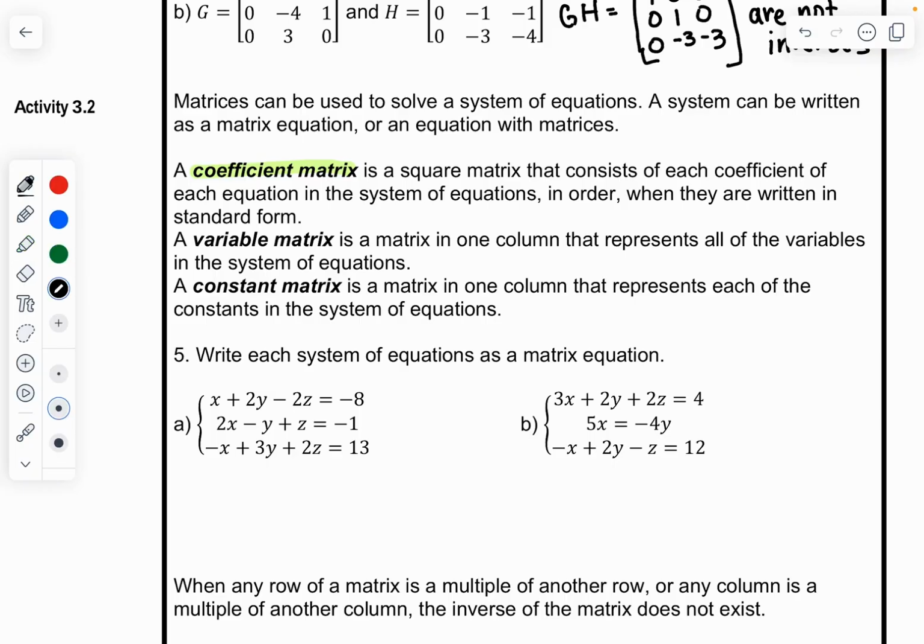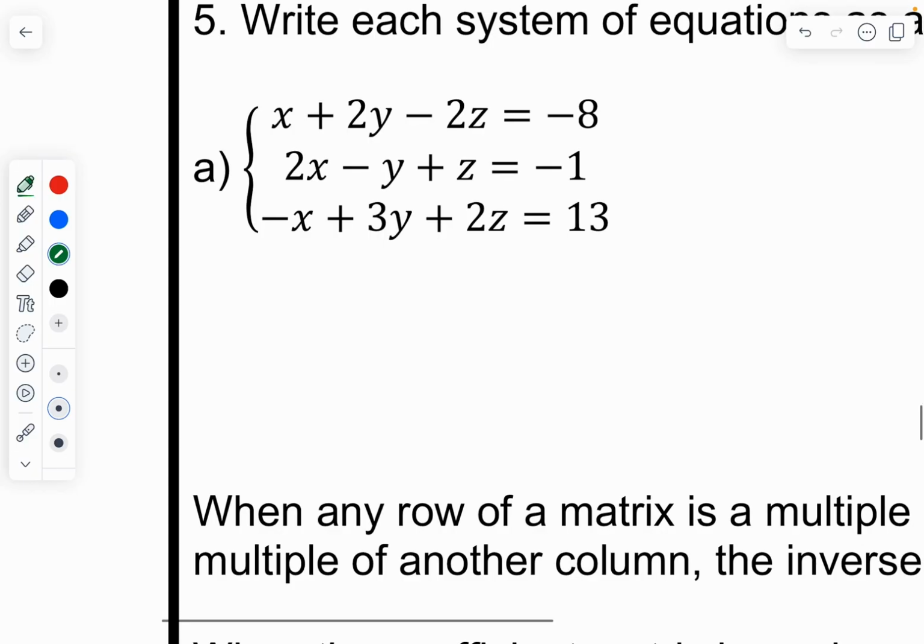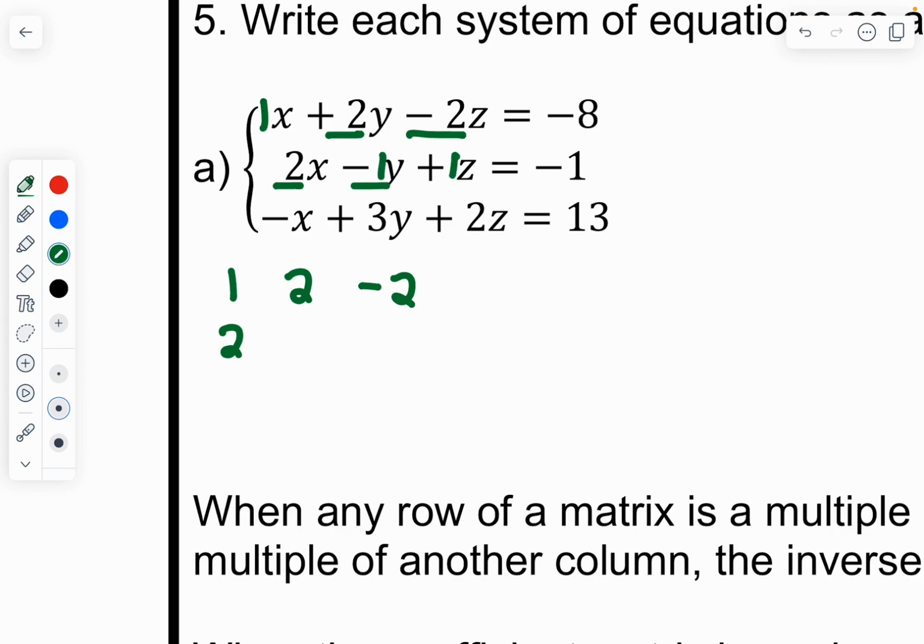So if we look at this right here, what we want are the coefficients. So we have 1, +2, -2. Then we have 2, -1, +1.